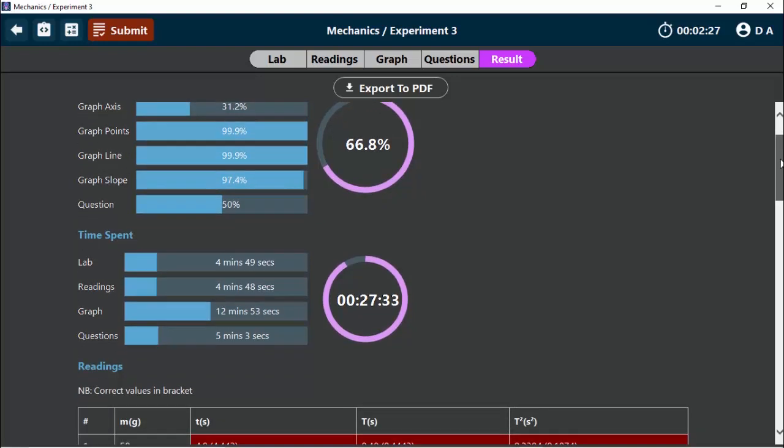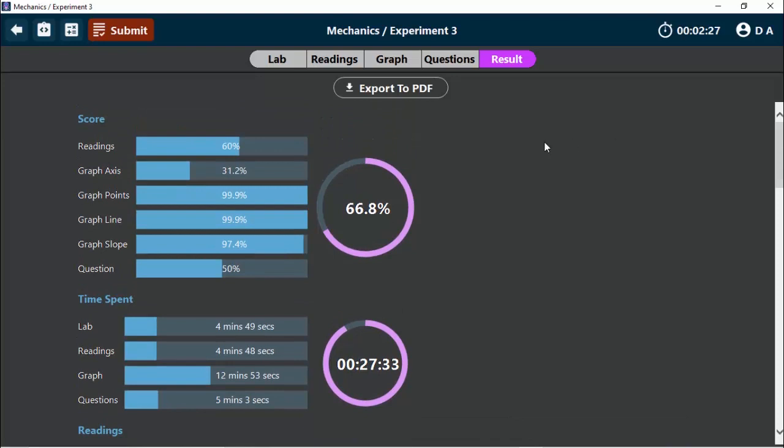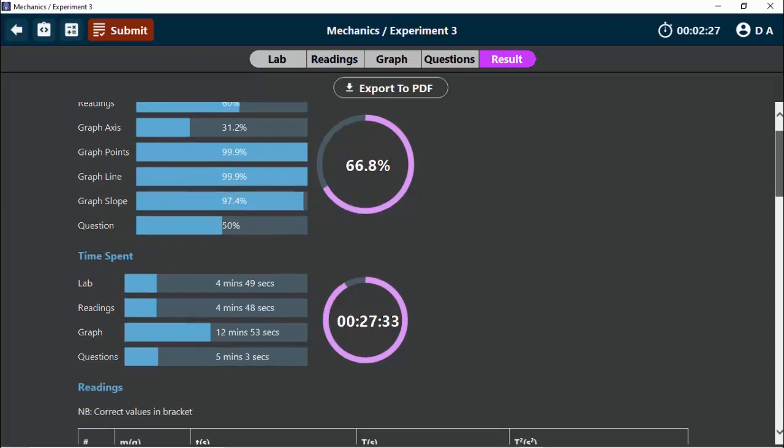Okay, so the first thing is my reading. My reading performance is 60%, and my graph axis is 31.2%. My graph point is almost perfect. My graph line is almost perfect. My graph slope is very good. But the question, so let's take a look at what happened.